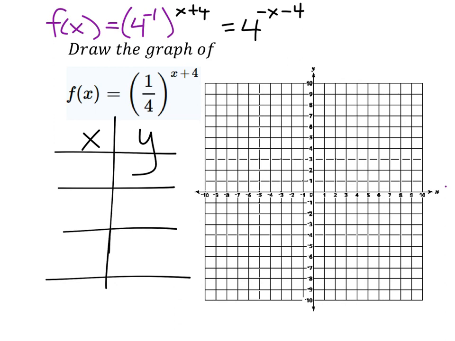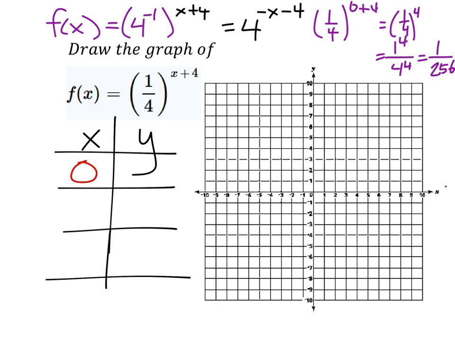So let's just try some values. Let's try x is 0, all right? Just see where that takes us. So that would be 1/4 to the power of 0 plus 4. So that's really 1/4 to the power of 4. Well, 1/4 to the power of 4 would be 1 to the 4th over 4 to the 4th, which is 1 over 256. Bam, that's pretty close to 0 already for my y-intercept right there in purple. All right, so 0 and 1 over 256, that's pretty good.